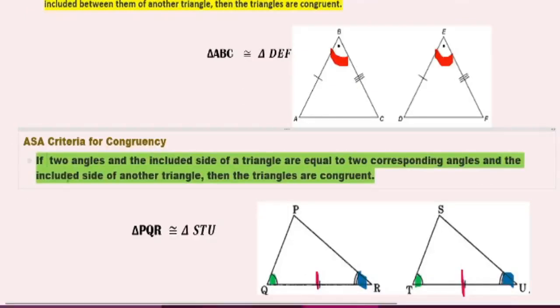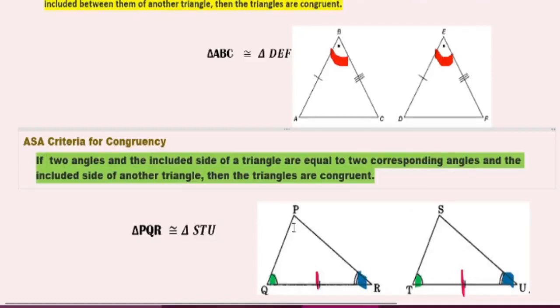So here you can write, if two angles at the included side of a triangle are equal to two corresponding angles and the included side of another triangle, then the triangles are congruent. That means ASA congruence criteria. Here we are considering two angles and the included side. So again here coming the term included side.